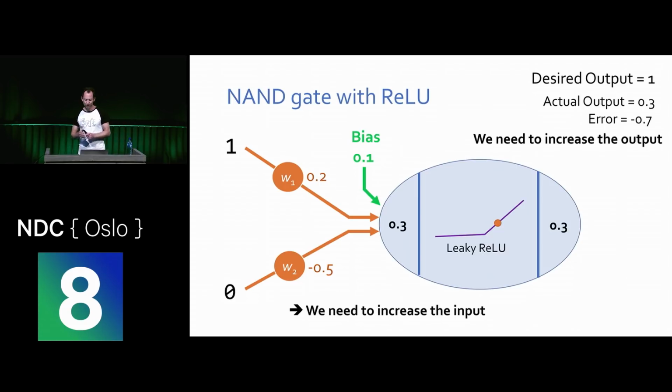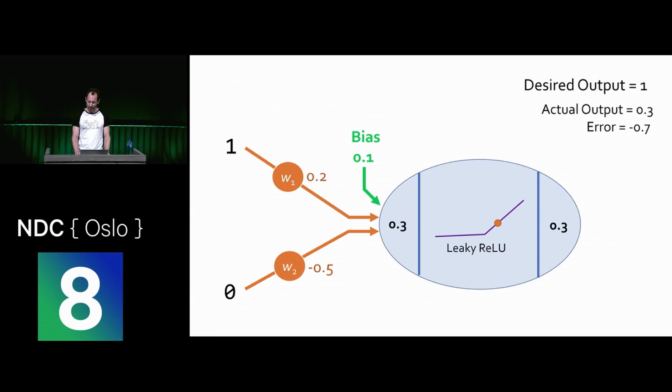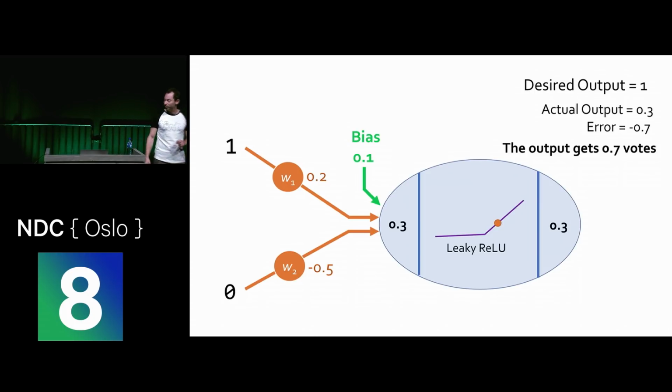So what we do instead is we give a variable number of votes to each training instance. And that vote is simply the negative error. So this one gets 0.7 votes because it's out by 0.7. If the error was minus 0.1, it would only get 0.1 votes. So that way we take much bigger action when there's a bigger necessity, right? When there's a bigger error.